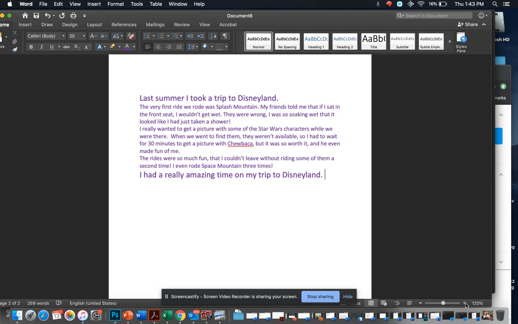The rides were so much fun, and while I'm reading it, I think I want to add something. That's the great way to read this aloud. The rides at Disneyland were so much fun that I couldn't leave without riding some of them a second time. I even rode Space Mountain 3 times. I had a really amazing time on my trip to Disneyland.